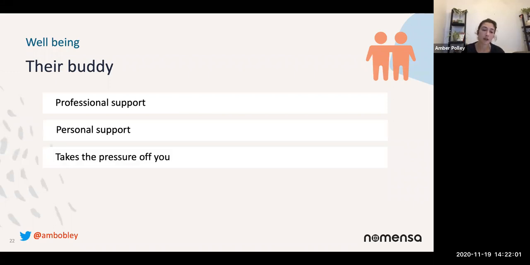And this really helps take the pressure off you. So you as the researcher want to be focusing on your own health and facilitating the session and making sure obviously the research is going well. So it really takes the kind of caretaking pressure off you, because you know that there's professional and personal support for them as well, and you can focus on yourself.